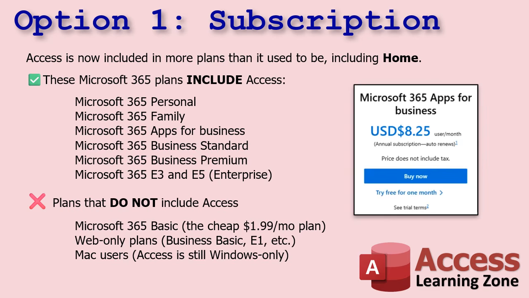Now here's another place where people get tripped up. Not all Microsoft 365 plans include desktop apps. If you have something like Business Basic or a web-only plan, you will not get Access because those are browser-based apps only. They've got Word and Excel and a bunch of other stuff in the browser only. You don't get desktop apps with those.